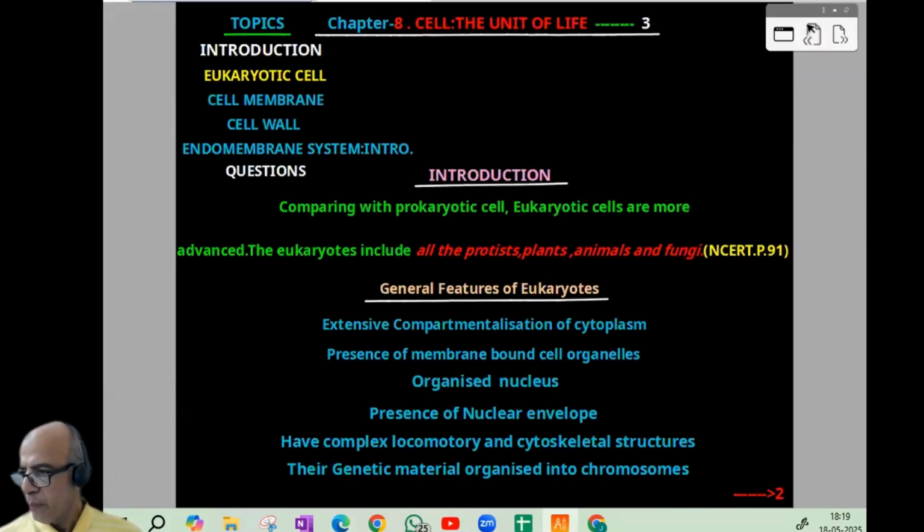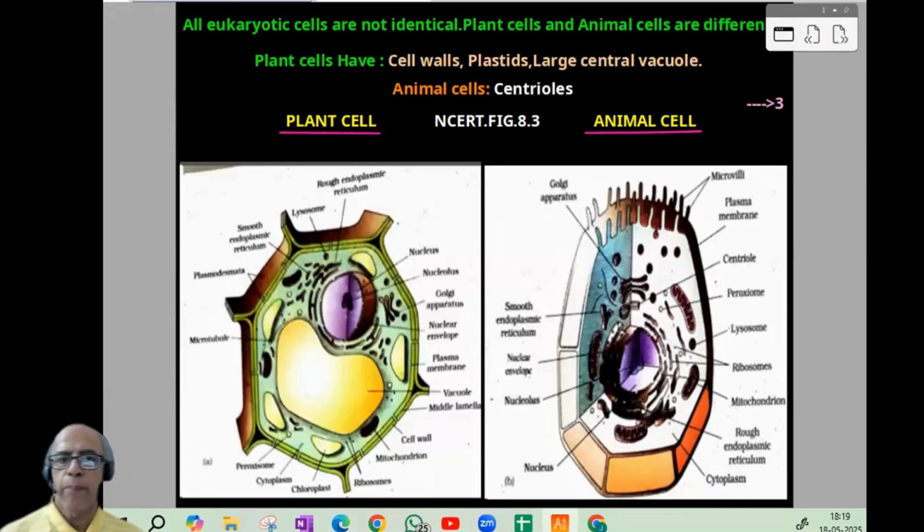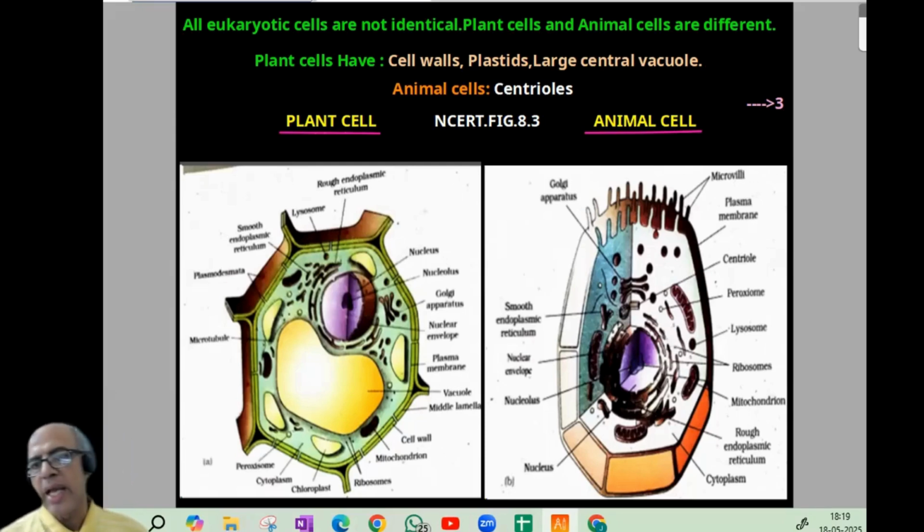So when we proceed to the second page, we can find all eukaryotic cells are not identical. It's an important question. Plant cells and animal cells are different. Prokaryotes we discussed in the opposite manner. Here, all eukaryotic cells are not identical. Plant cells and animal cells are different.